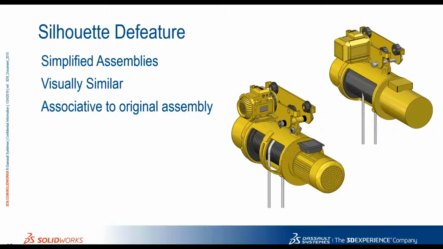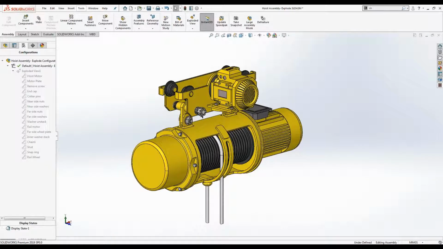So we can create these simplified assemblies with visually similar looks. And then we can even have the associativity that we're used to for the defeatured assembly to be linked to the normal one. So if changes occur, then we can propagate that through. And we'll take a look at this.